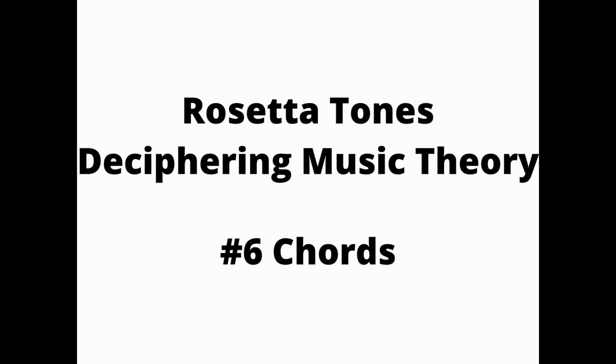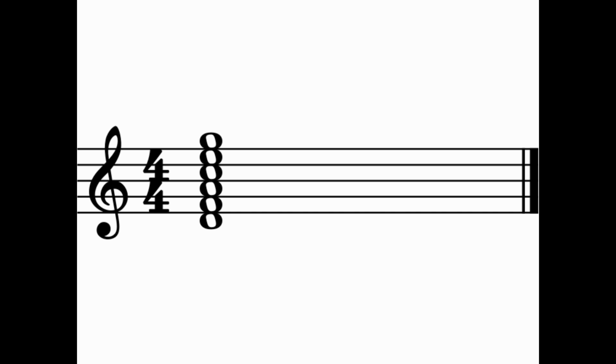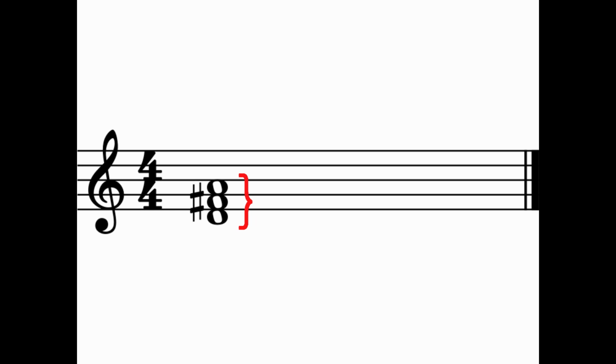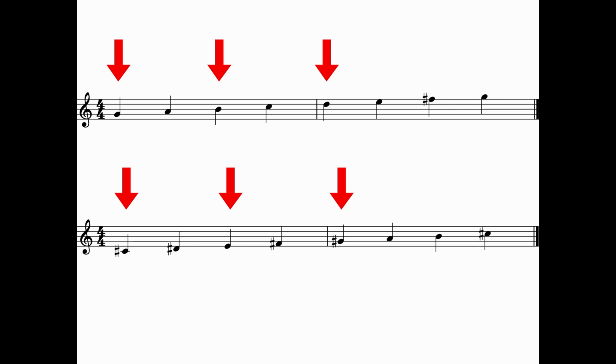Today, we're going to be taking a look at chords. A chord is made when you simultaneously play two or more different notes at the same time. The basic chords are made up of 3 different notes, which are also called triads. Chords are made using the 1st, 3rd, and 5th notes of the major and minor scales.